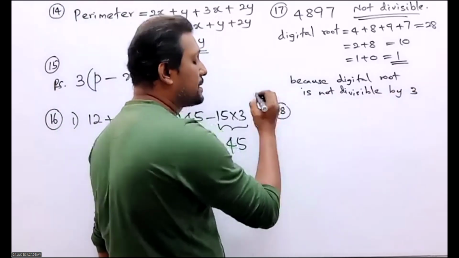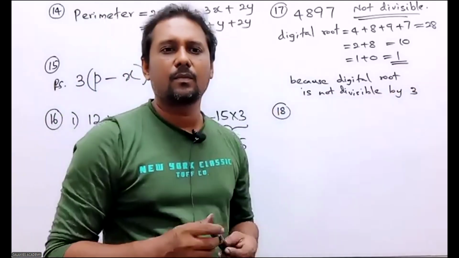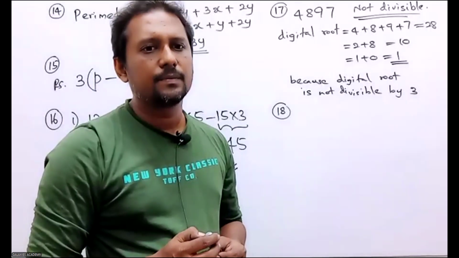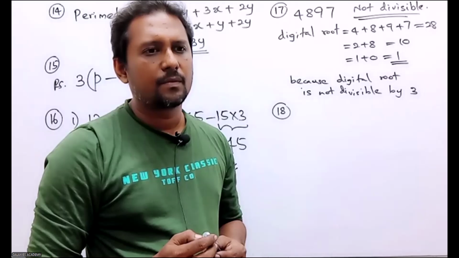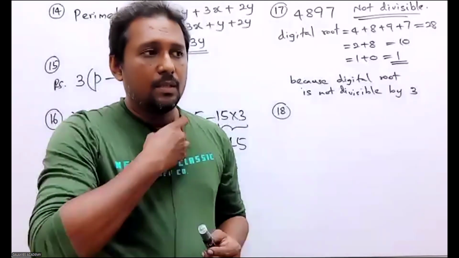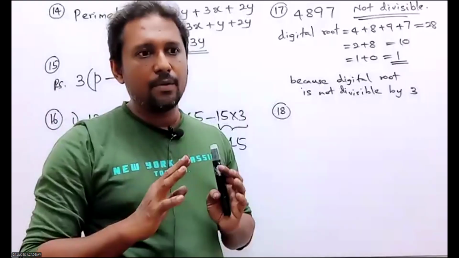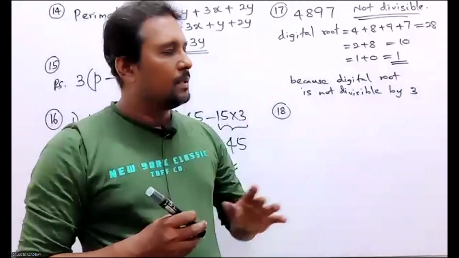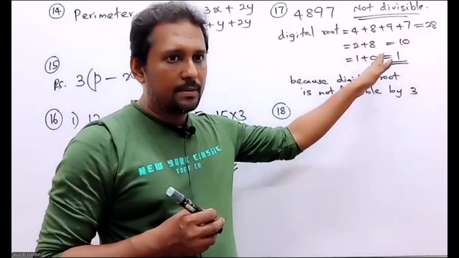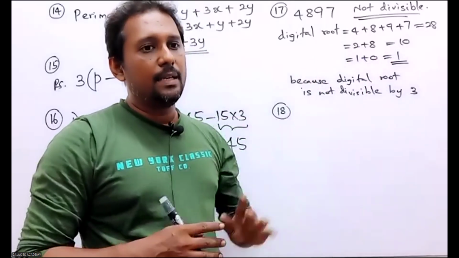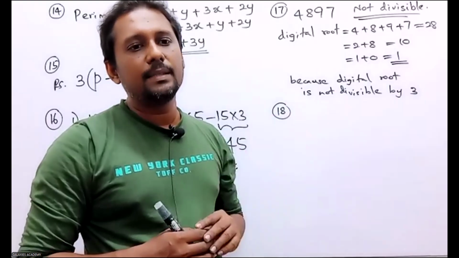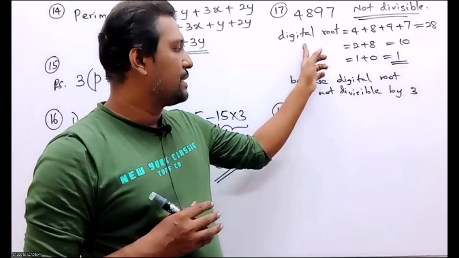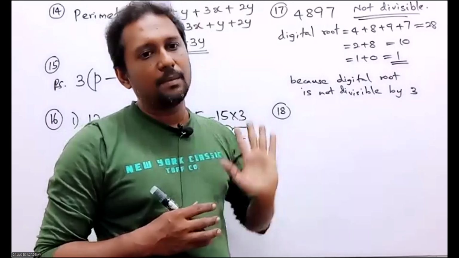Sir, for the reason, can we write the digital root? There are two answers you have to write. First you have to write not divisible. Then you have to explain the reason. If you want, you can write the digital root finding method. Otherwise, you have to write the digital root is not divisible by 3. It is more suitable. You write down the digital root is 1. It is not divisible by 3. It is better.